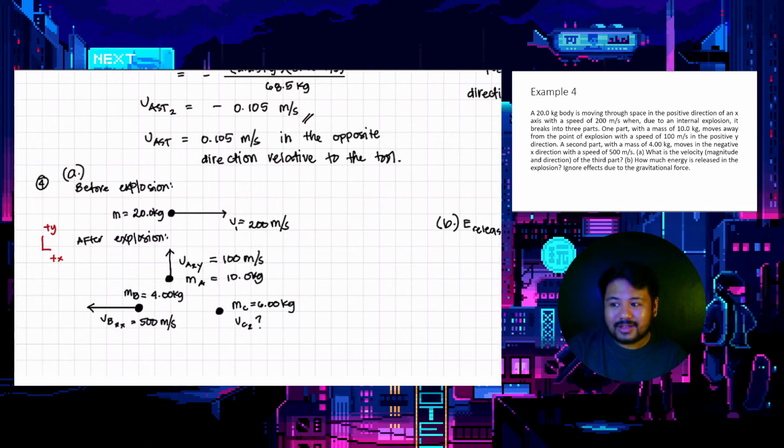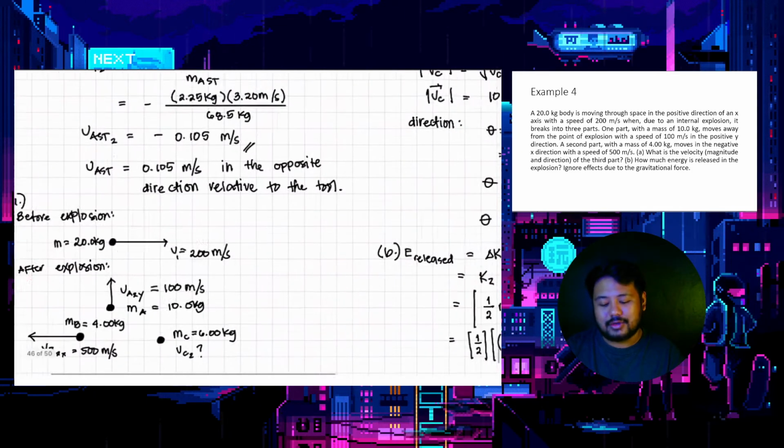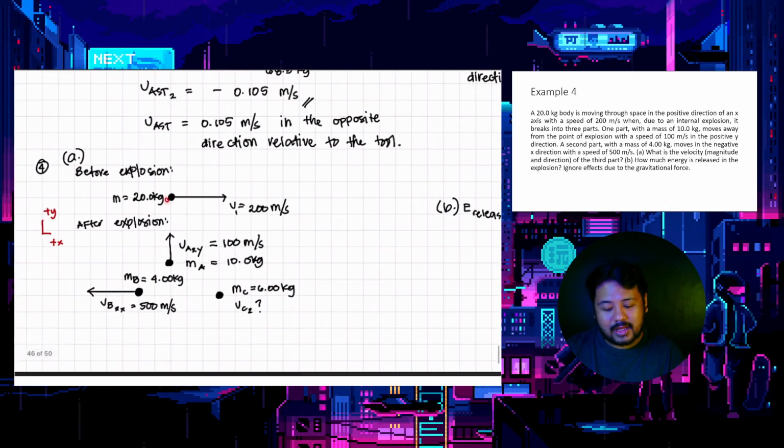For all we know, it is an internal explosion. There's another kind of energy wherein work was done. Someone or something did work on our different pieces. Hence, it can speed up. It can also slow down if it's doing negative work. Okay? So, before and then after the explosion.